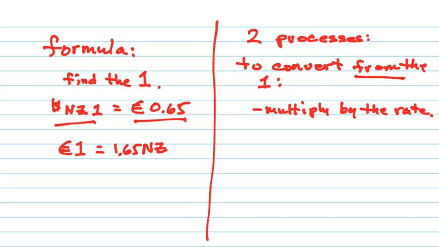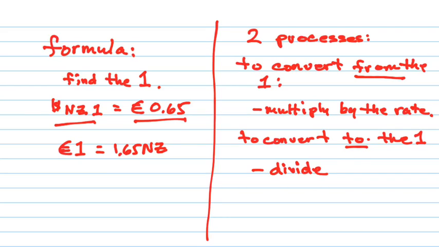Okay? To convert to the one, what do you think? Divide. You betcha. Divide by the rate. Lesson's over. Let's do some examples. Okay. So, to convert from the 1, you're going to multiply. To convert to the 1, divide. Okay?